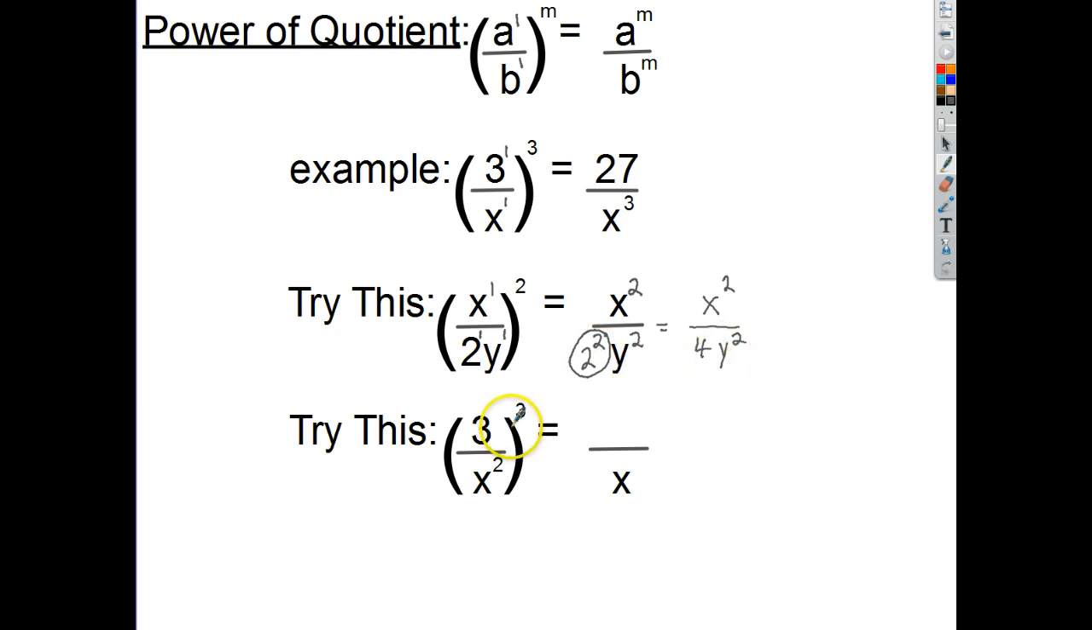All right, try this one. Okay, this is going to be 3 cubed over x to the 3 times 2, 6, but we don't leave 3 cubed. That's going to be 27 over x to the 6th. Okay.